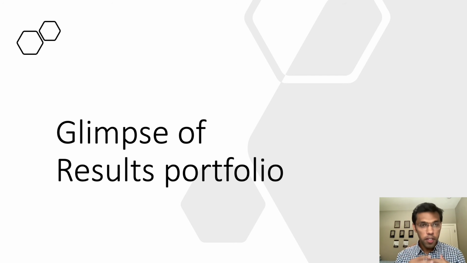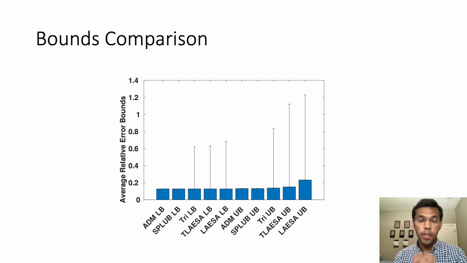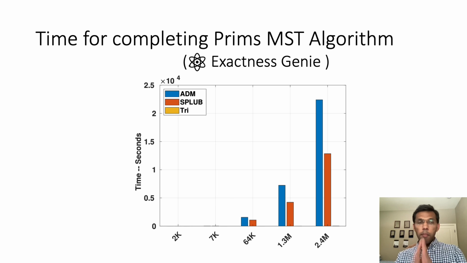Most excitedly, we want to give you the results portfolio. This is just a gist of the results that we have presented in the paper. For more details, please always take a look at the paper. First, let's take a look at the bounds produced by these algorithms: ADM, SPLUB, TriSearch, TLESA, and LESA. We can see that ADM and SPLUB, as proposed, produce the exact upper bound and lower bound. When comparing TriSearch with TLESA and LESA, you can see that the lower bounds are much higher and the upper bounds are much lower than the bounds produced by the other algorithms. Bounds are taken care of.